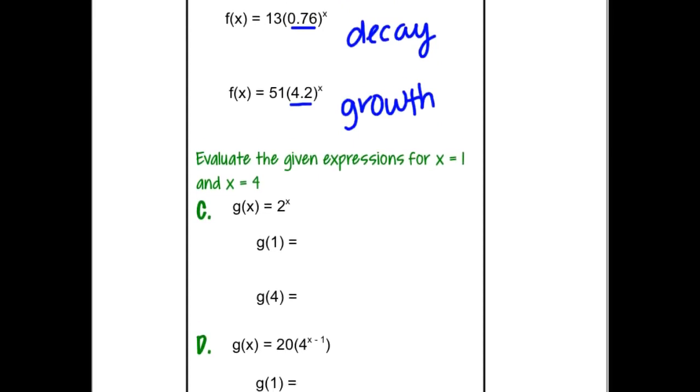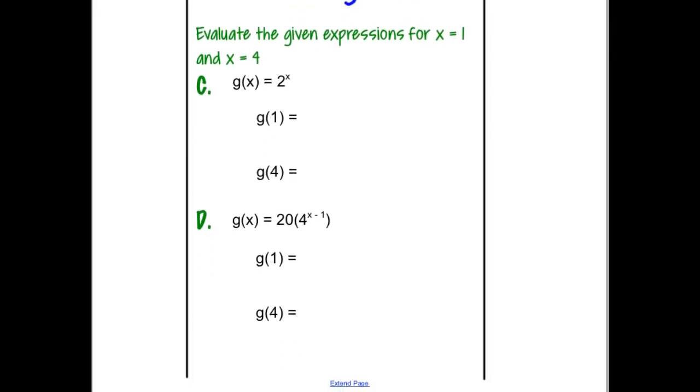The third part for today is, can you evaluate an expression? I sure hope you can evaluate an expression. And so I need to evaluate 2 to the x for g of 1 and g of 4. That does not mean you take 2 to the x times 1 and 2 to the x times 4. It means you take 2 to the first power, which is 2, and 2 to the fourth power, which is 16.